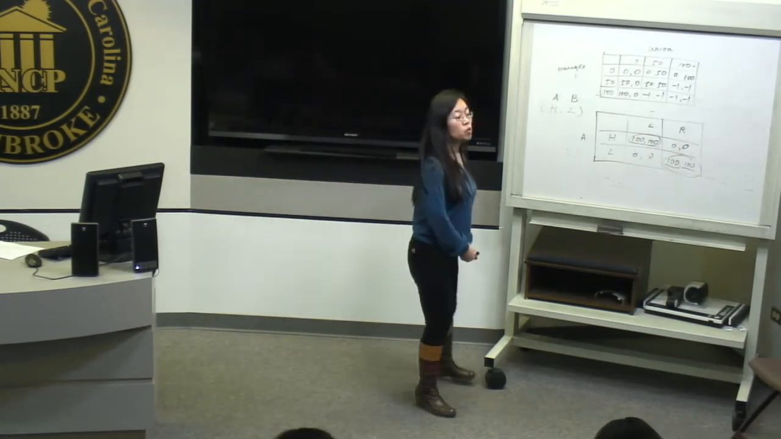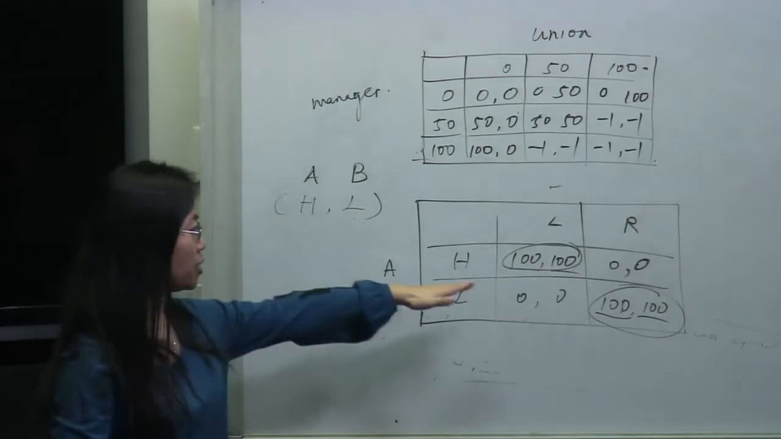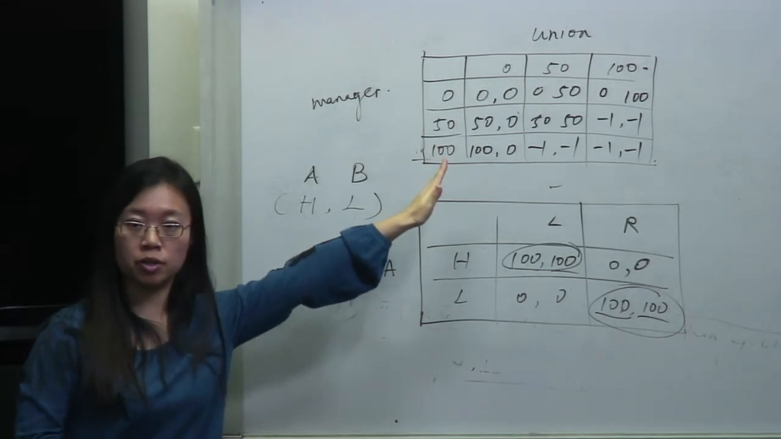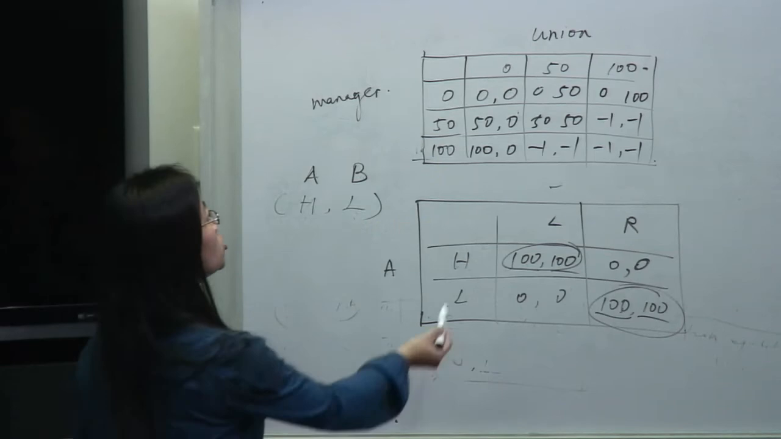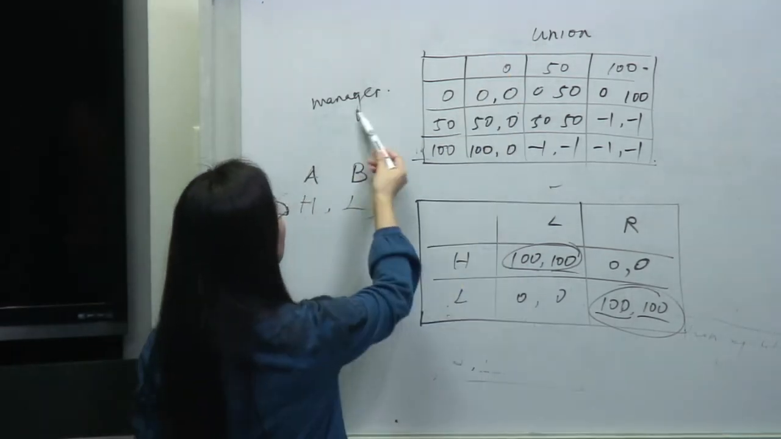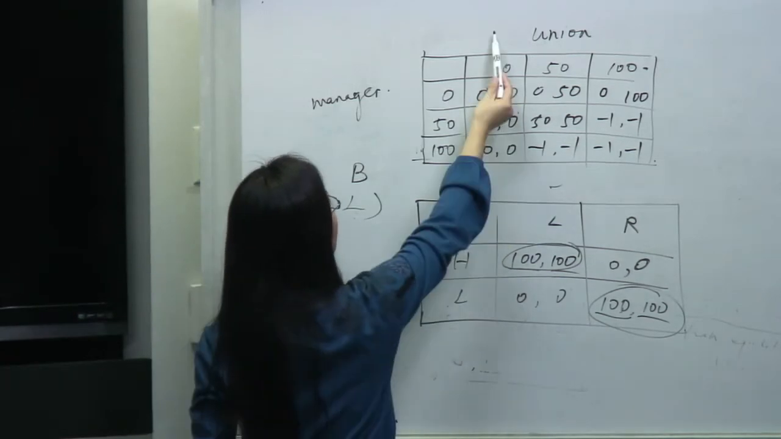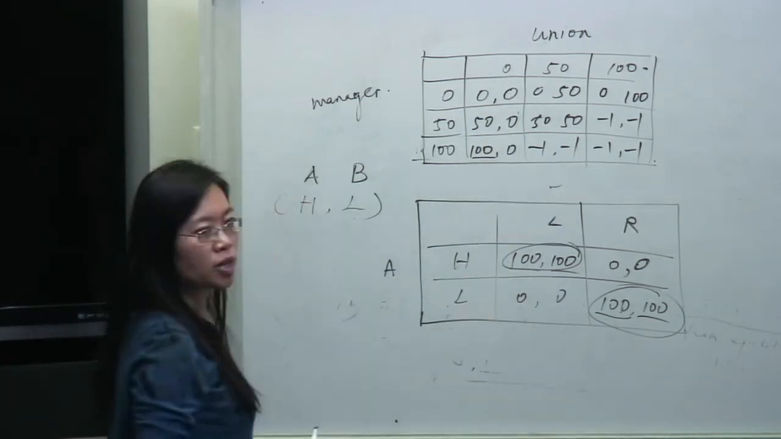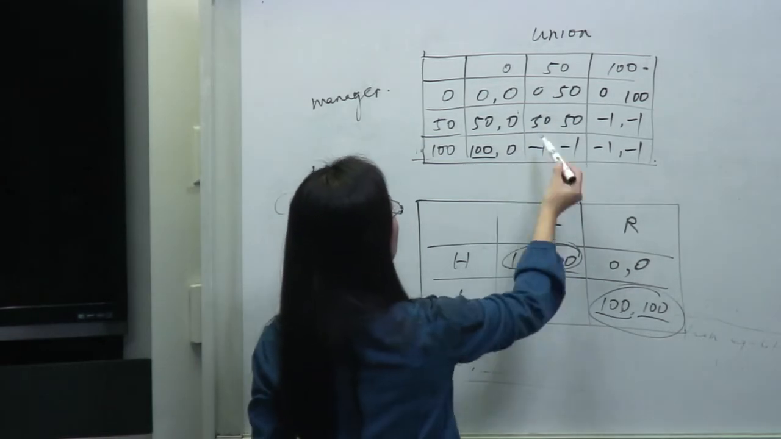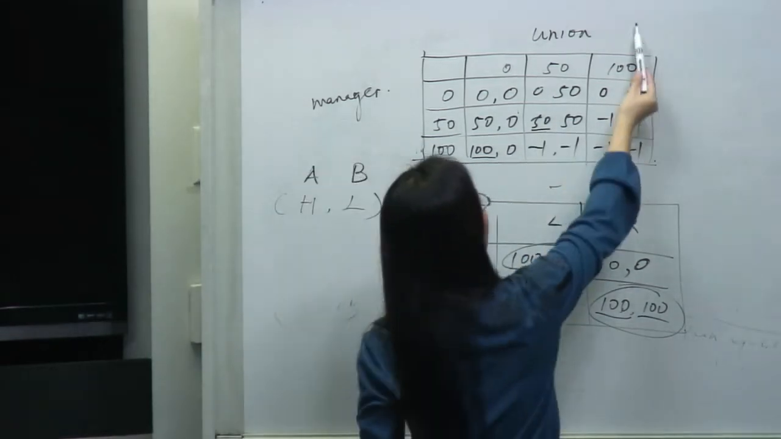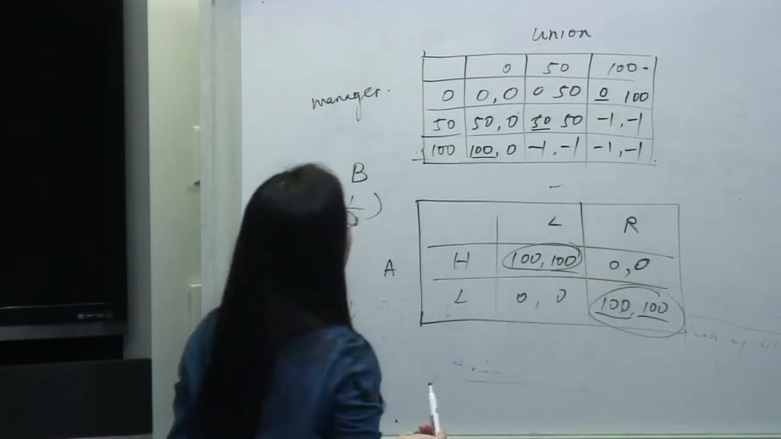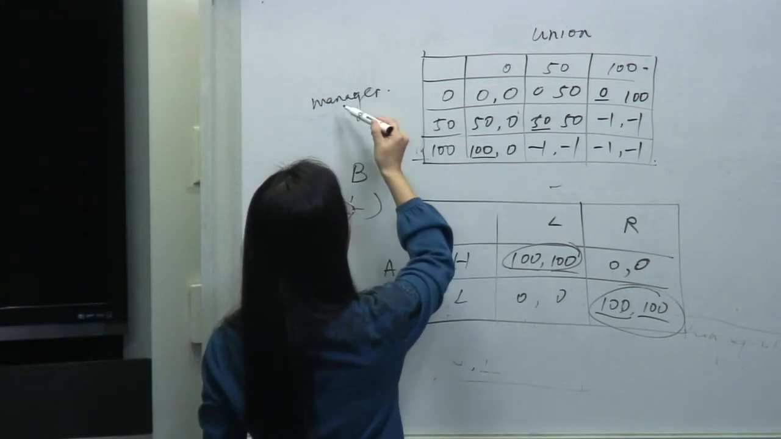Okay, so now we're going to do the marking like what we did, because only through the marking can we figure out the Nash equilibrium, right? So when the union chooses this strategy, what's the best thing for the manager to do? 100. We'll mark here, right? When the union chooses 50, what's the best thing for the manager to do? When the union chooses 100, what's the best thing for the manager? 0. Alright. Now let's fix the manager and figure out the union.